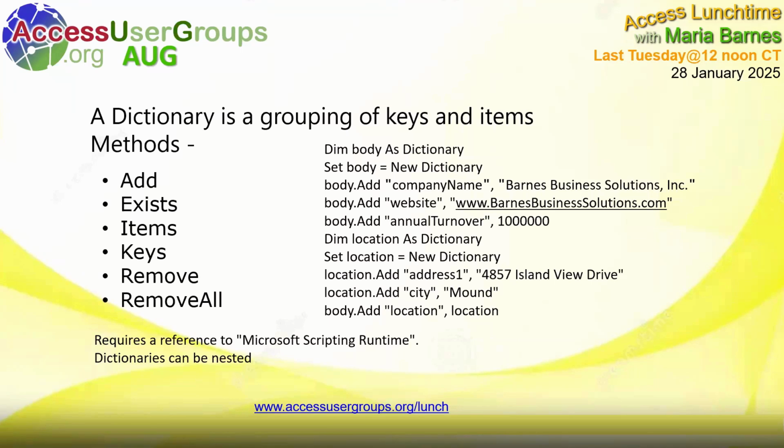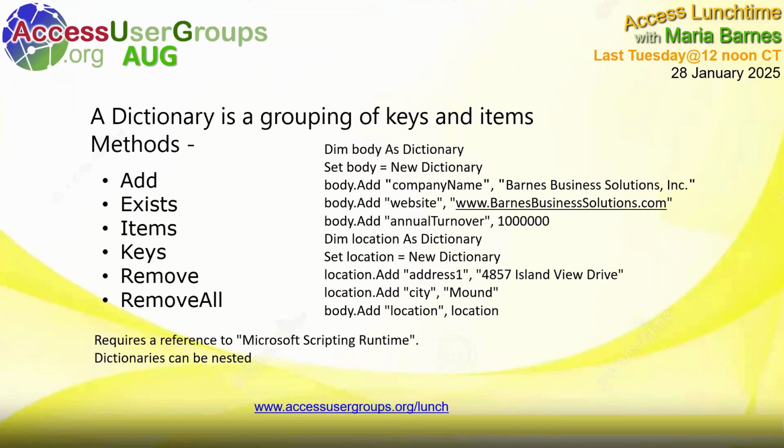and then you could clear it with a RemoveAll function. And one of the coolest things is that dictionaries can be nested. Like you see in the second part of this example, I set up another dictionary, location, set it to a new dictionary. Then I added a couple key item pairs to it. One was an address and one was a city. So that itself is a dictionary. And then back to my original body dictionary, you can add, with a key of location, the location dictionary. So in this case, what you would see is a dictionary within a dictionary.